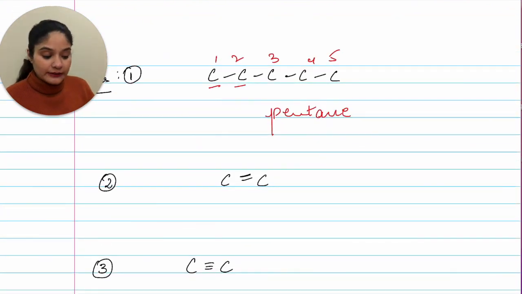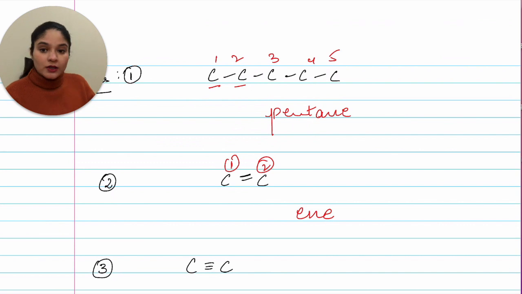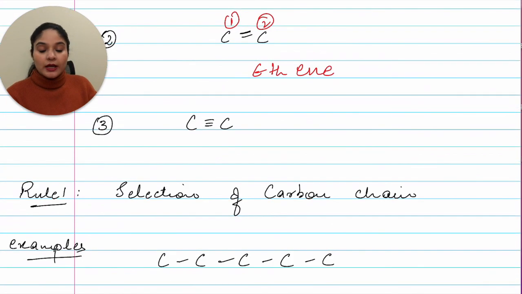The second one is a double bond. A double bond means you are at ene, E-N-E. And how many carbon atoms do we have? 1 and 2, so meth, eth. So ethene. Now moving on, 2 carbons. So 2 carbons is eth, and a triple bond is yne. So ethyne.